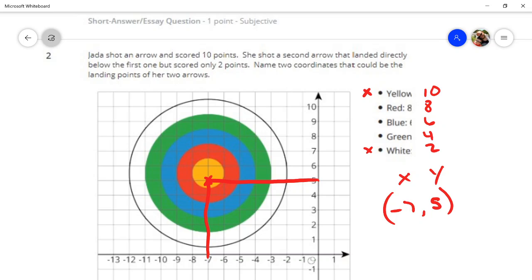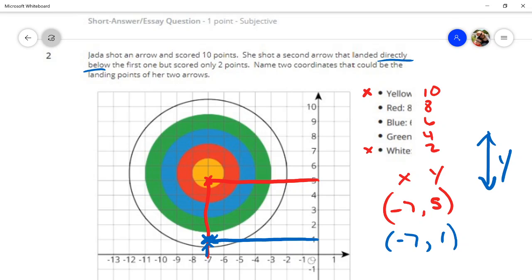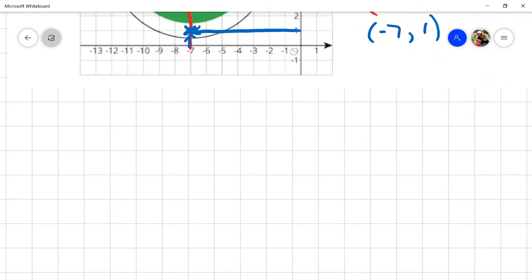Now, directly below. When I first thought of that, I thought, well, that can't be, because that would then be in the red, and that doesn't make any sense. Well, that's not what they meant by directly below. Directly below, they meant all the way down here. Meant straight down. In other words, they're staying on the same x value, so it's still negative 7, but it's changing the y value. Now it's going to be 1. So when it says directly below, they mean it's staying on the same vertical line. So directly below means straight down, but in the white. All right. Good job, guys. Hope that helps.